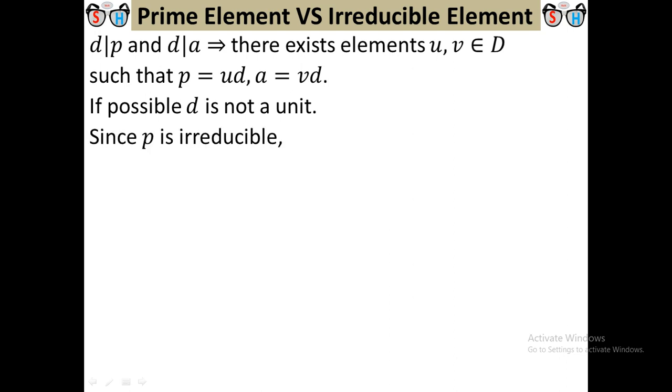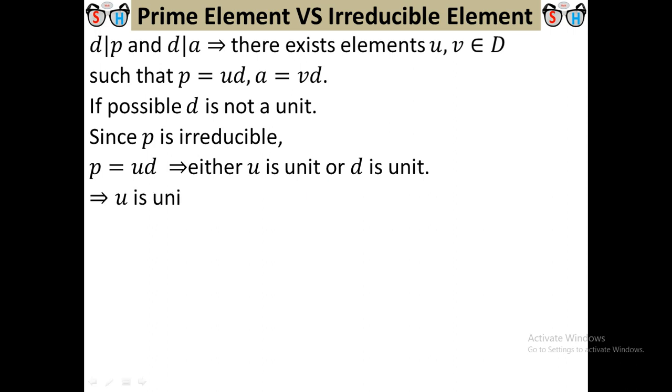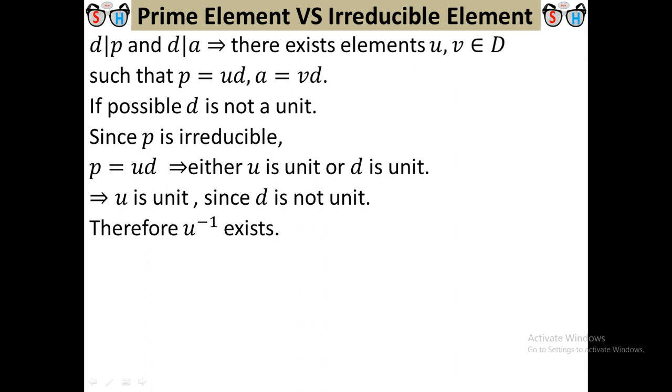Since P is irreducible, and here P is UD, from the definition of an irreducible element, if P equals UD, then either U is a unit or D is a unit. But we assume that D is not a unit. So the remaining case is U is a unit, and therefore U inverse exists. Here P equals UD. If you multiply both sides by U inverse on the left, then U inverse P equals D, that is, D equals U inverse P.